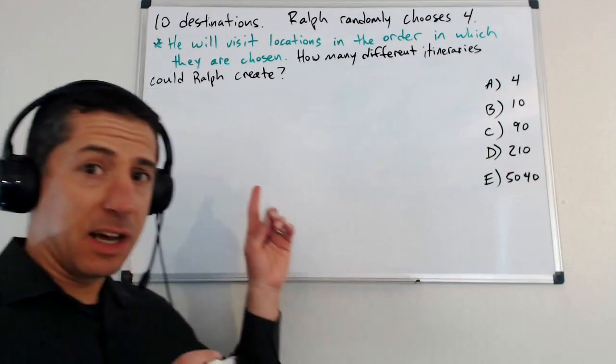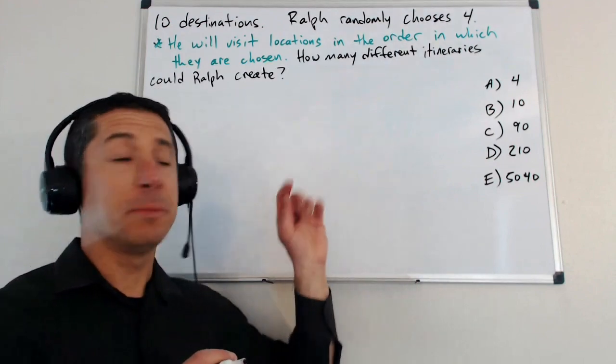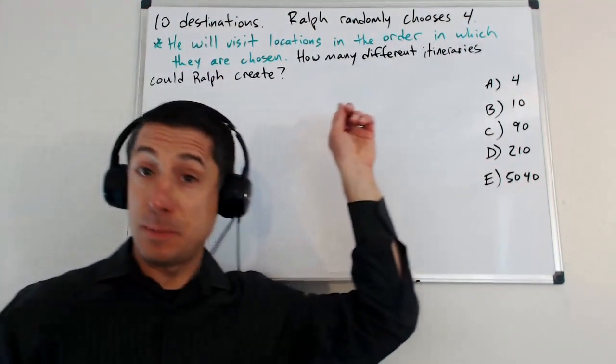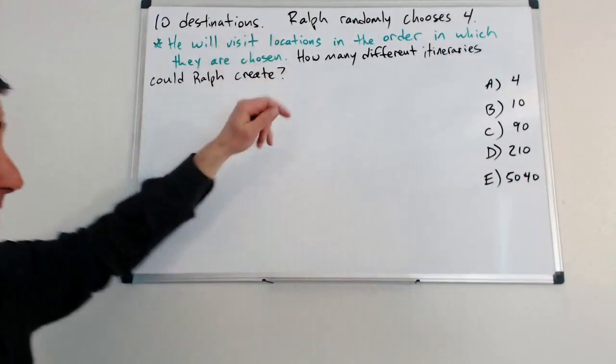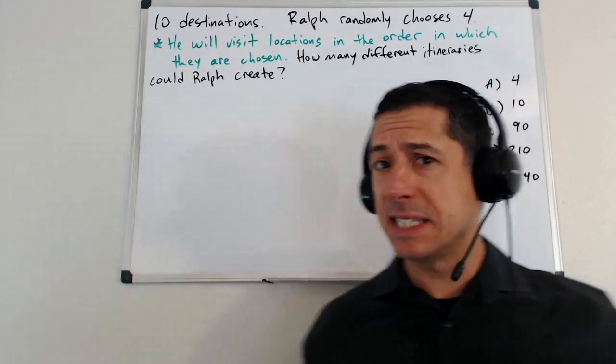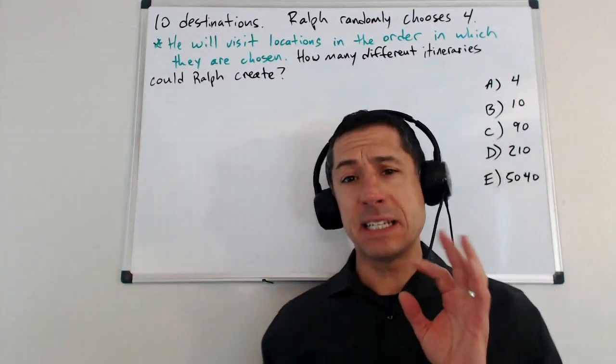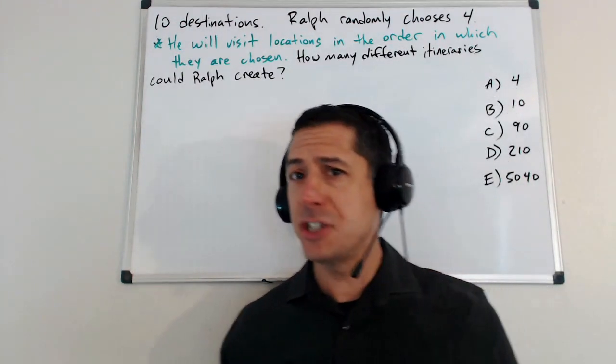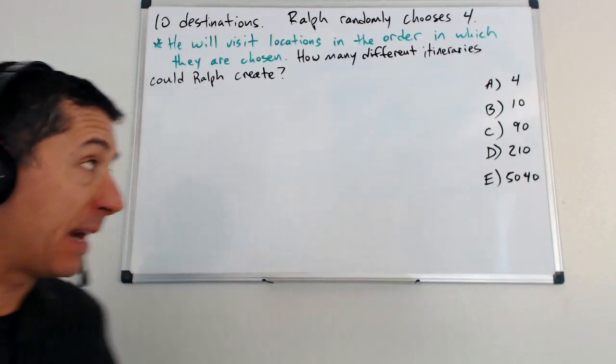In this case, on an official GMAT question, this is not official, but this particular sentence is ripped off from an official question. The rest of it's not. This is the kind of language they use. They're going to be really, really explicit in saying, hey, order matters. They're going to make it as clear as they possibly can. They're not trying to get you on that. Just make sure that you're thinking about it consciously.